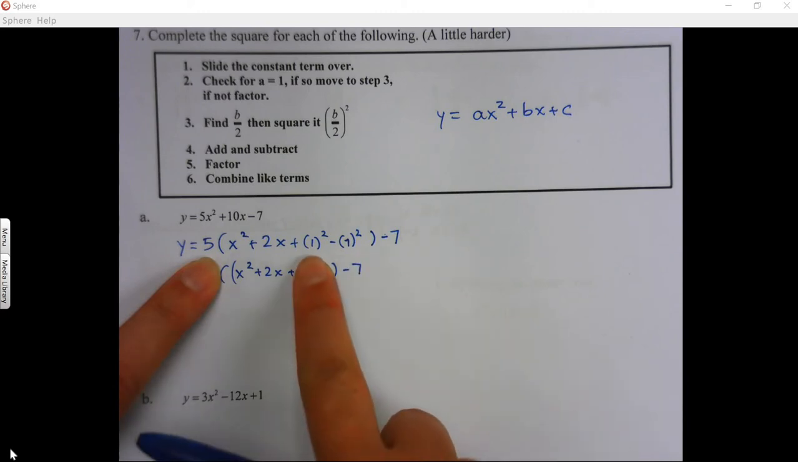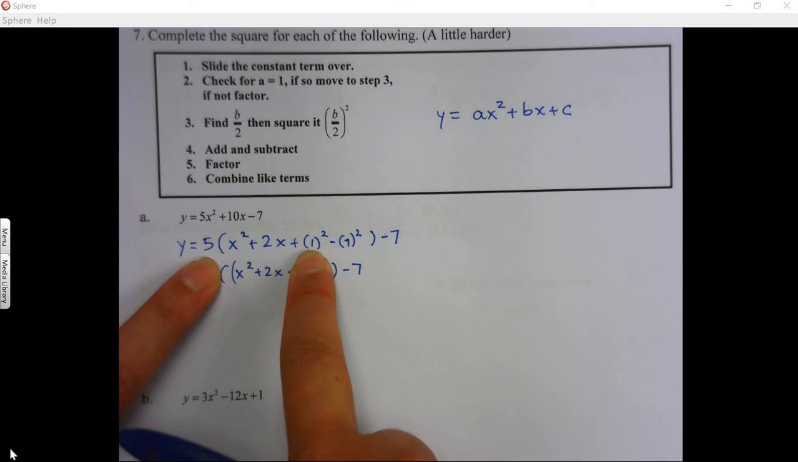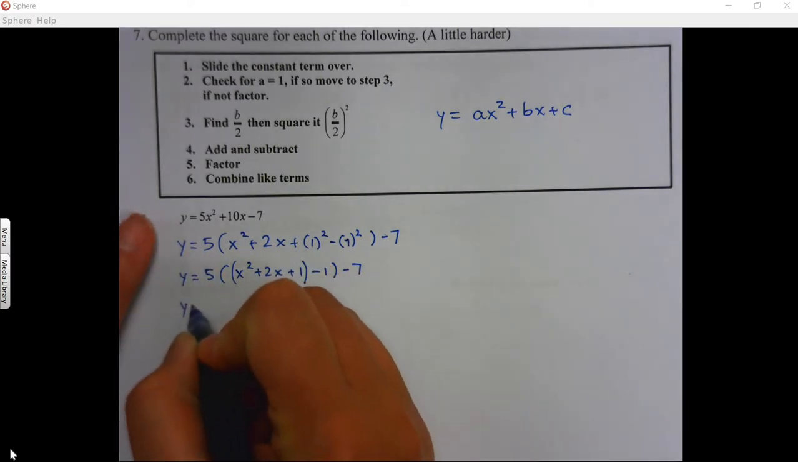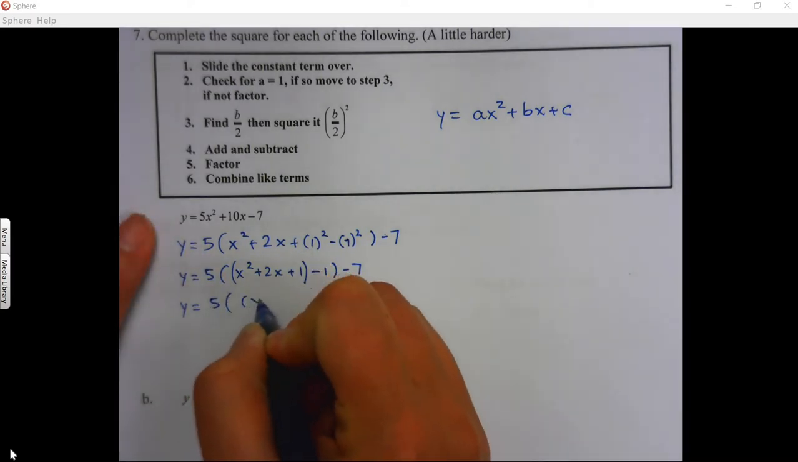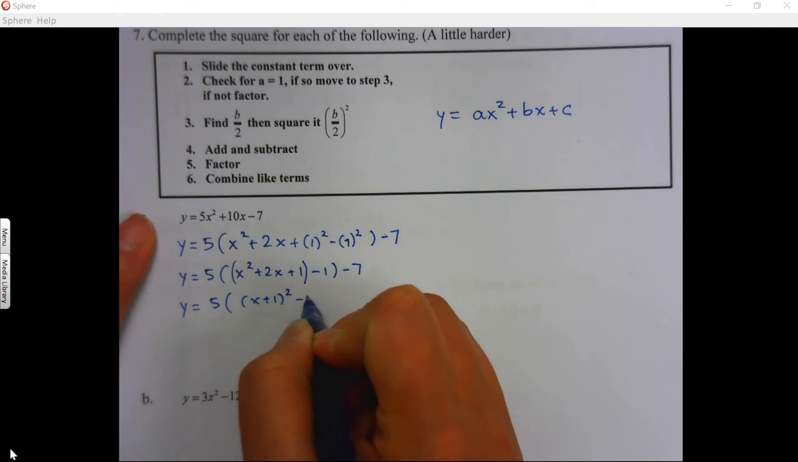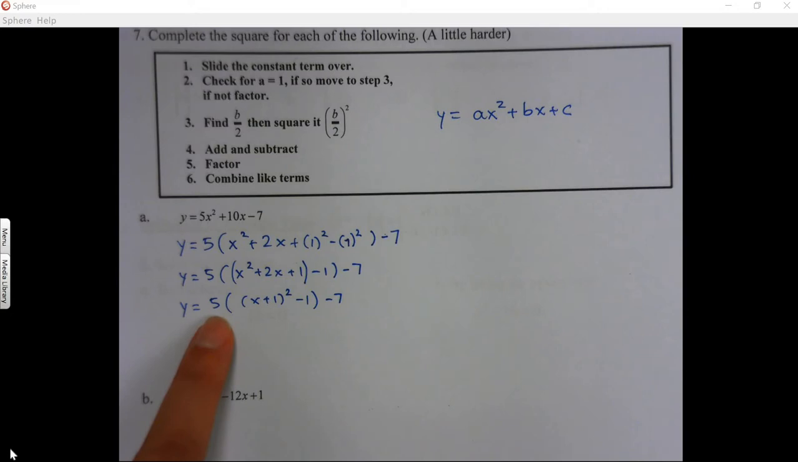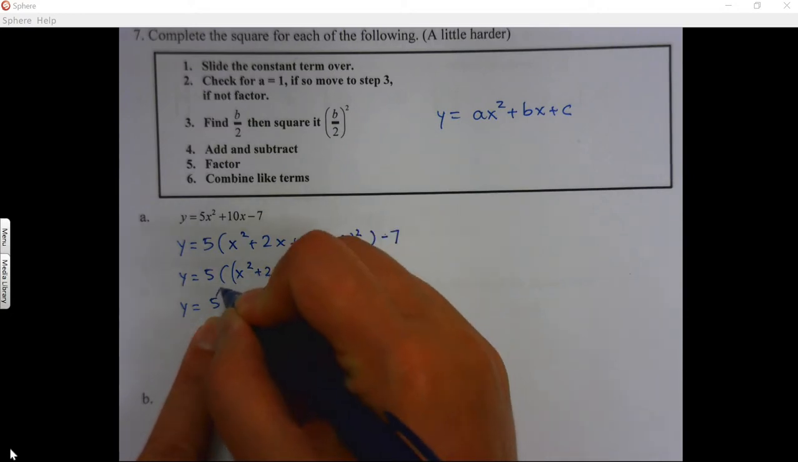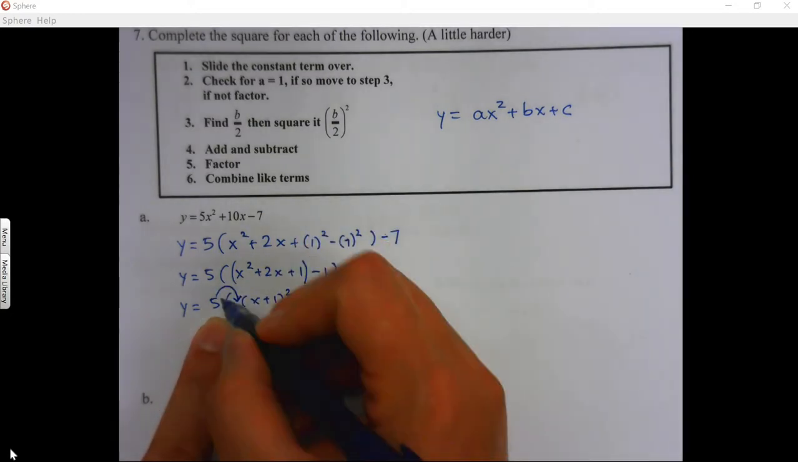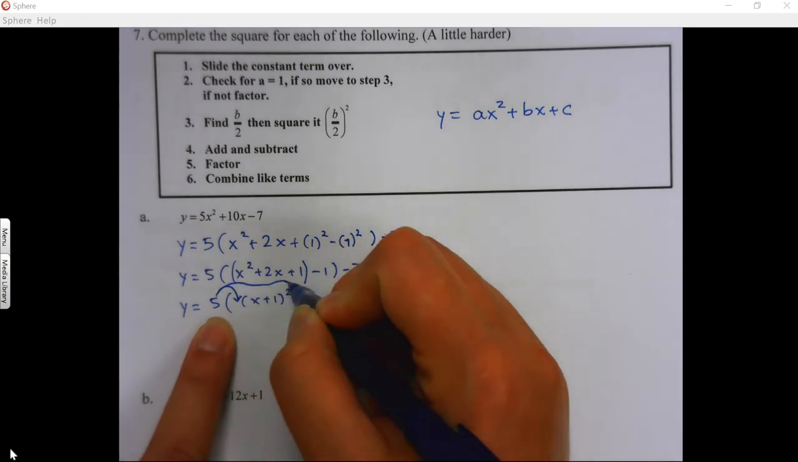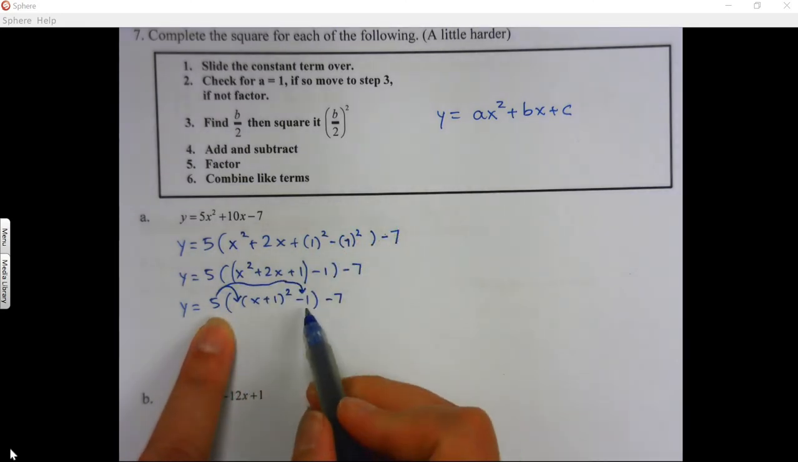Because again, it's factoring into this number that I have written right here. So we're going to say that we have y equals 5 times x plus 1 squared, we have a minus 1 still, and we have a minus 7. I now need to distribute the 5. It's going to go right in front of our parentheses that we just squared, and then it's going to come over here, and it's going to be multiplied times that negative 1 right there.